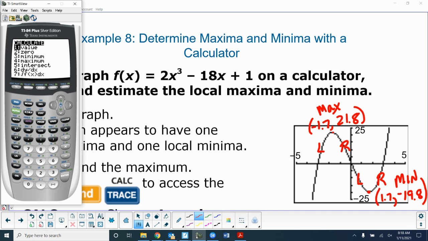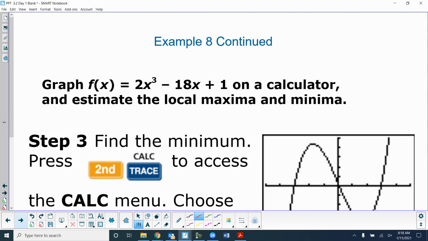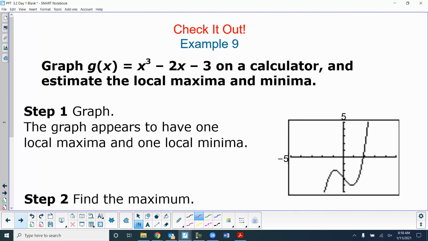Left bound. Make sure your cursor's left of what you're looking for. Right bound, make sure your cursor's right of what it's looking for. If you can't see the very bottom or top, like that one, doesn't matter. You can watch it as it moves. Questions on that? You're going to have a couple problems like that, where you're going to have to find those. Okay? So again, we have to find that's the max, and that's the min, just using our calculator.